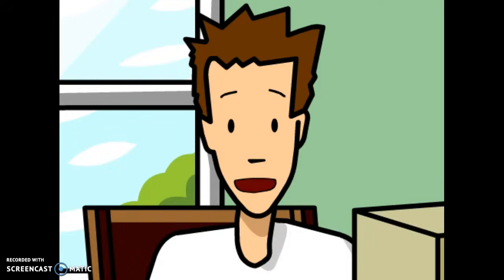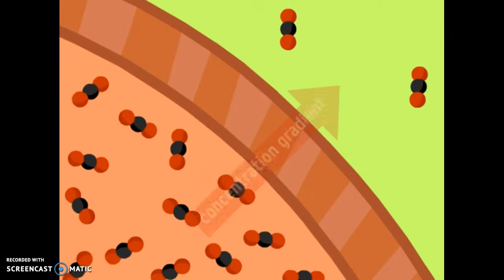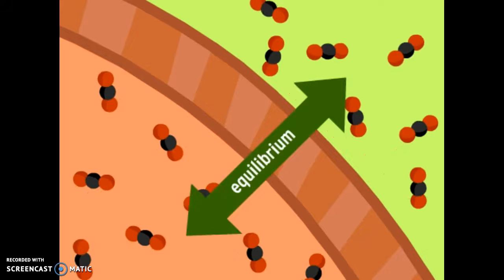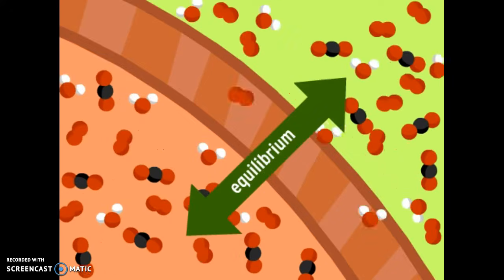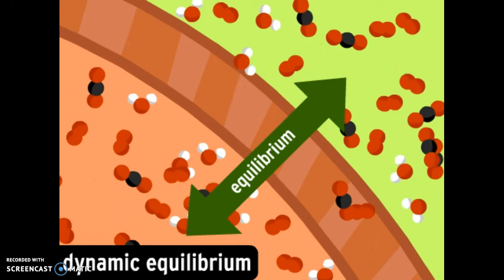Diffusion actually works for getting rid of substances too. As carbon dioxide builds up inside of a cell, it diffuses through the membrane and into the surrounding blood, which has a lower CO2 concentration. Healthy cells maintain a state of dynamic equilibrium. Substances are constantly diffusing across cell membranes to even out the differences.